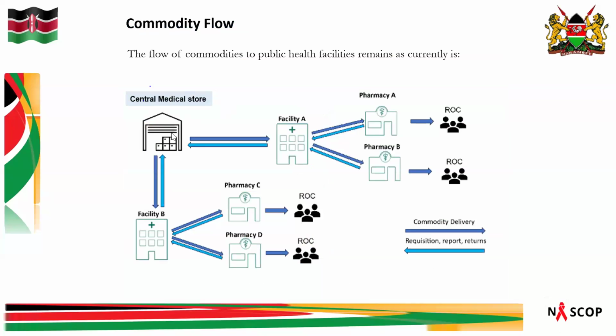So this is how the commodities will be flowing from the central medical stores. Then they flow to the community, with the dark blue arrow showing the community delivery. Because if you don't report, we cannot resupply you, the light blue arrows show how the pharmacies are supposed to submit their reports. They will be reporting to the facility, and the facilities will continue reporting using the existing reporting mechanisms.